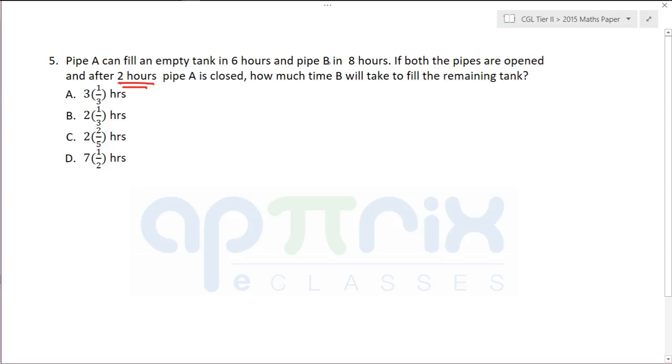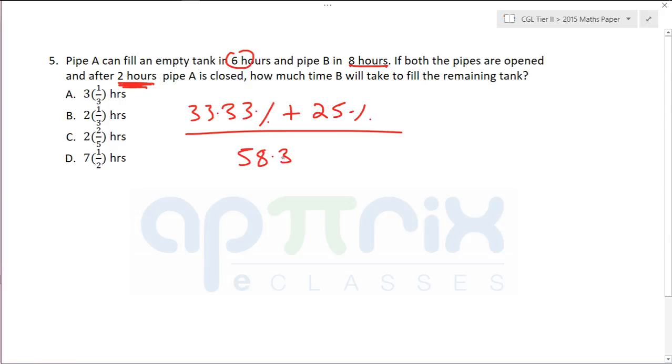So 2 hours they are working together. Look at this 6 hours, and A has worked for 2 hours. That is 1/3 of the time as far as A is concerned, so it is going to fill 1/3 of the tank. That is 33.33%. You can do it orally, mentally. I'm writing it to explain to you. B fills in 8 hours. B has also worked for 2 hours initially, 1/4 time, 1/4 tank, 25%. Together you can clearly see they must be filling 58.33%.